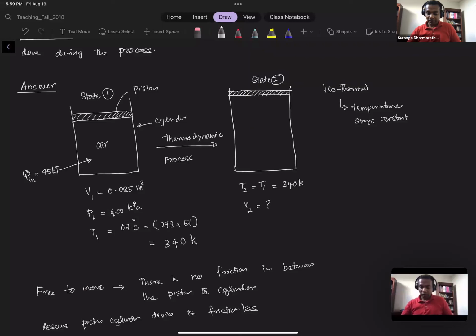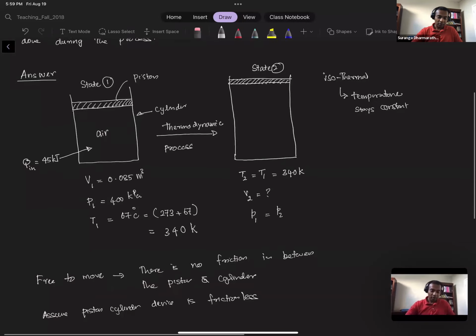Now, since it is an isothermal process, the temperature did not increase, but pressure is also constant. So P1 equals P2. Okay, so it's an isothermal process, and the piston is free to move. So what happened is the pressure also is the same, right?